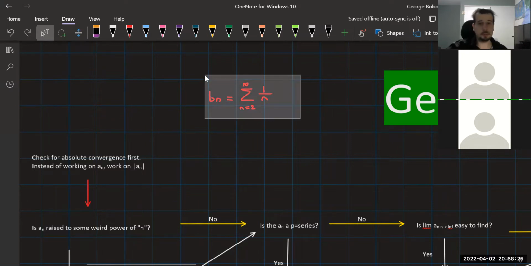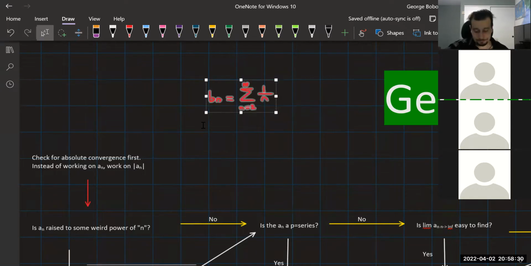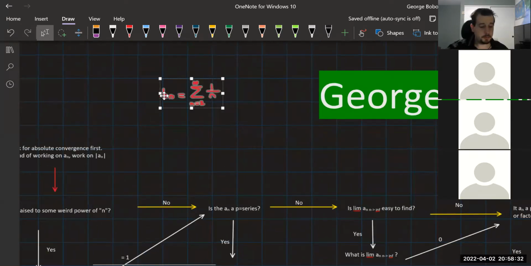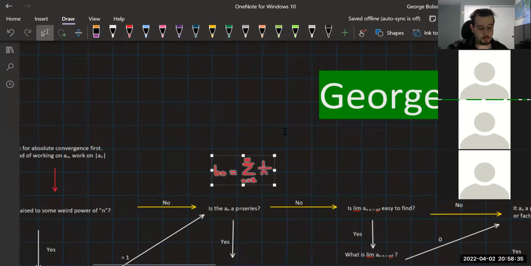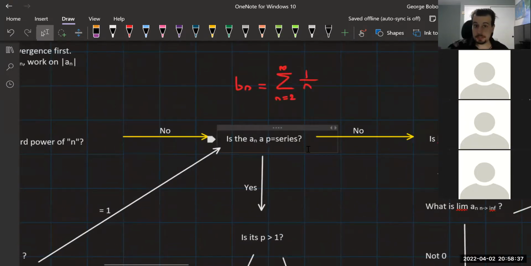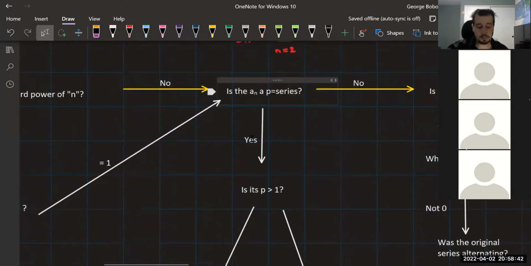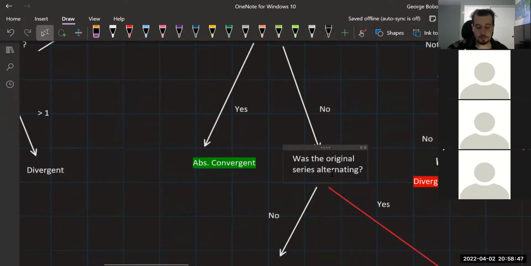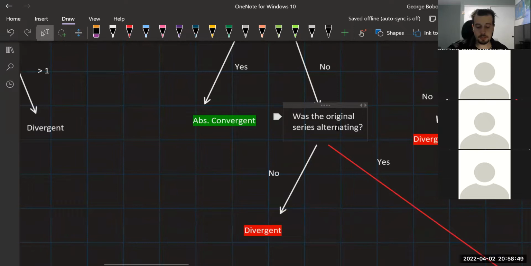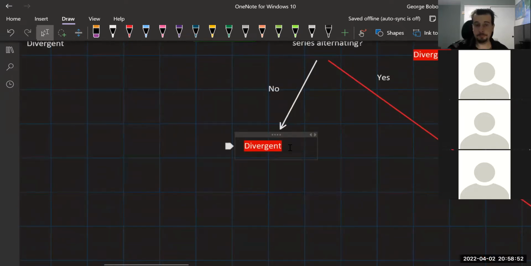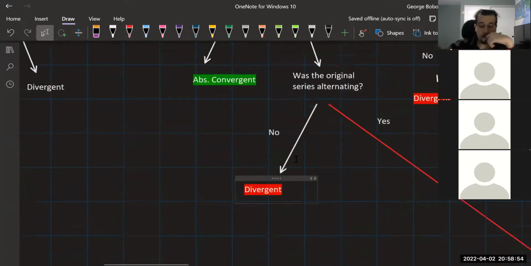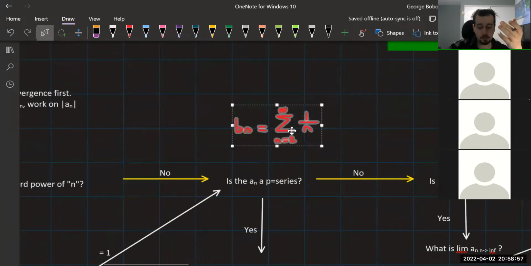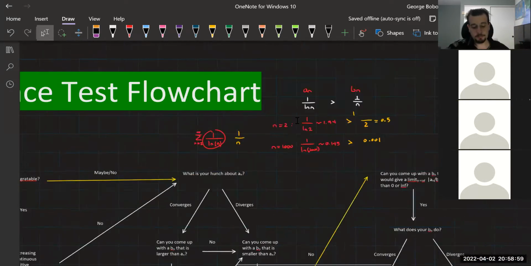What do you know about the harmonic series? Converges or diverges? Diverges. And it is because, if you ran this through the tests here, you'd stop here because this is a p-series, and the p value is 1. So if we go down here, is p greater than 1? No. Was the original series alternating? No. Divergent. So again, we conclude that this little bn here is indeed diverging.